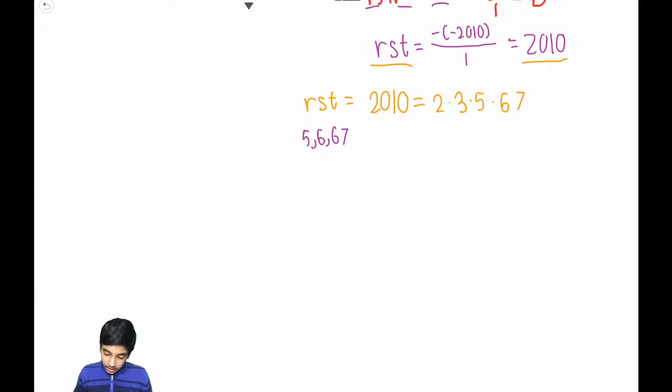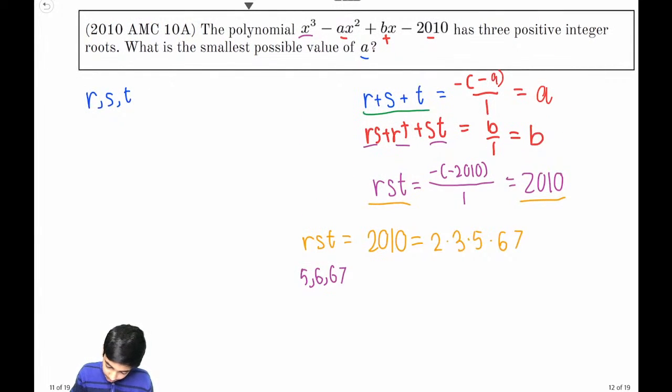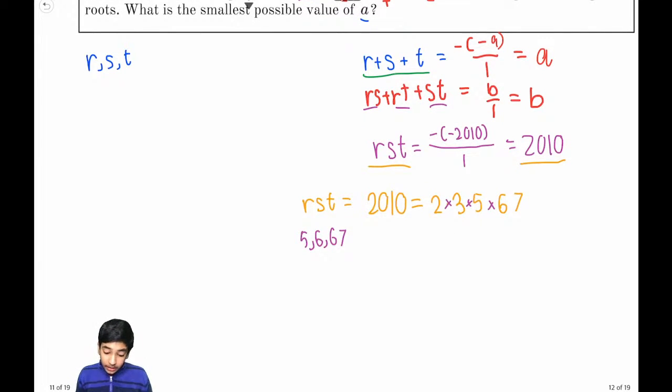I'm not going to go too much into computation here, but the idea is you just prime factorize it. You can work it out on your own, it's just a prime factorization I did. So 5, 6, and 67. That's going to be the minimum value sum, and that's going to cause a sum of 5 plus 6 plus 67, or 78.